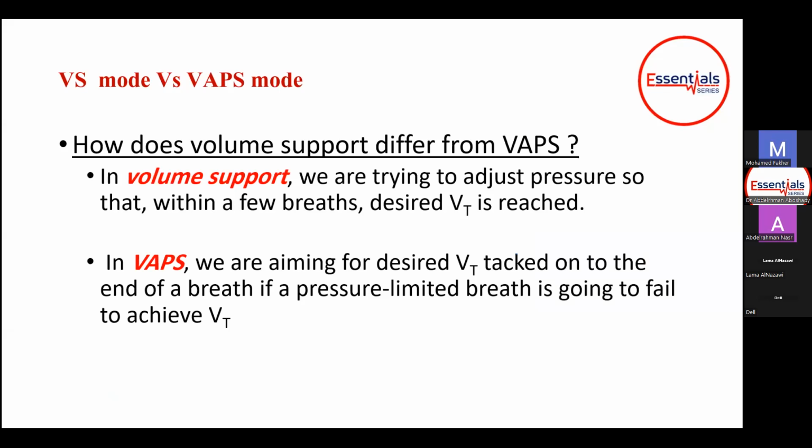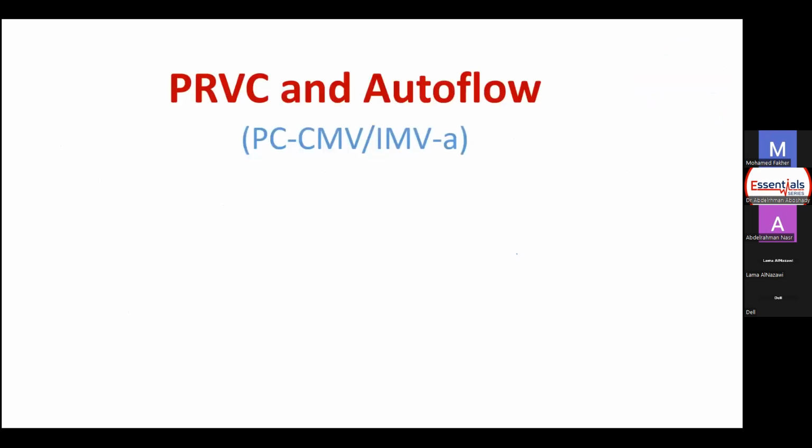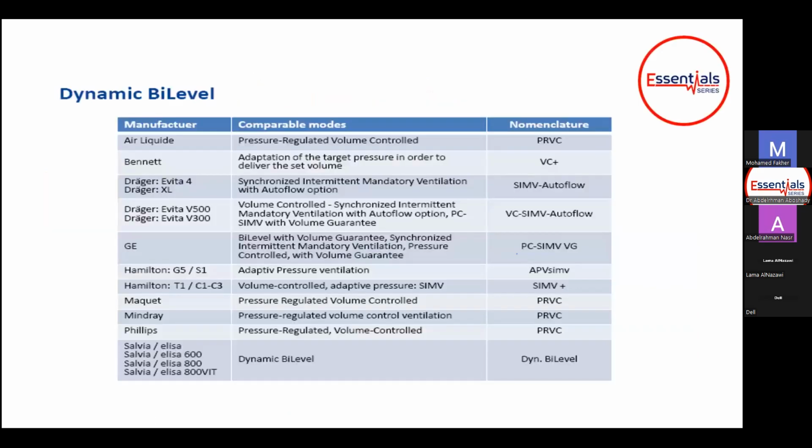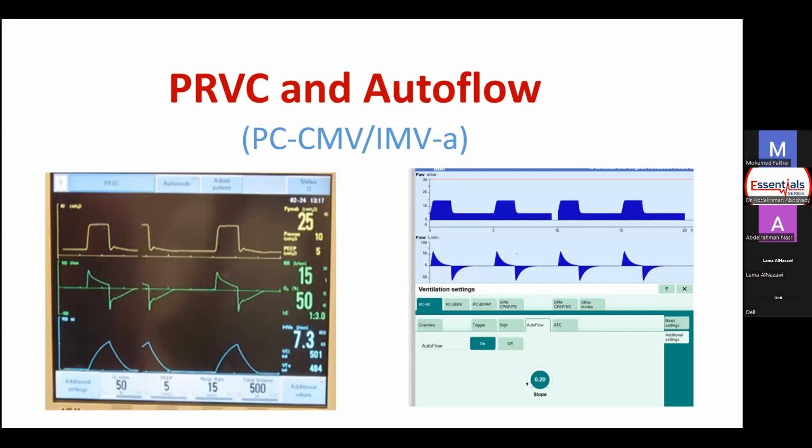Volume support mode differs a little bit from the volume assured pressure support mode. As we said, volume support mode changes the pressure limit from one breath to another. But in volume assured pressure support, it changes the type of the breath within the same breath. What about the PRVC and the AutoFlow at the end? PRVC, or pressure regulated volume control, is a pressure controlled mode, yet it can give mandatory and assisted breaths. That's the difference between it and the volume support mode. So if the patient is passive or not highly active, you can use the PRVC or the AutoFlow mode.